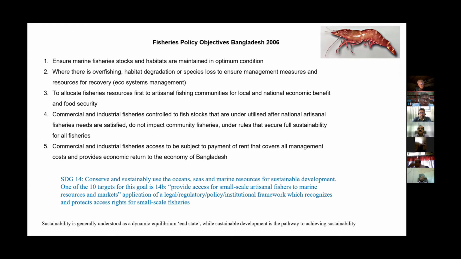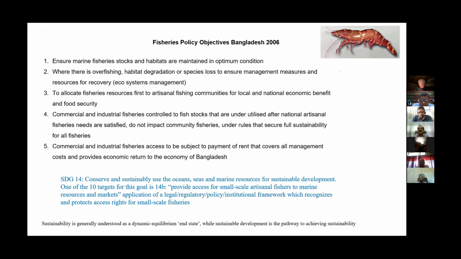Bangladesh 2006 fisheries policy objectives were set out at that time and still apply. And they have some most important conditions: first, to ensure that marine fish stocks and habitats are maintained in optimum condition. Second, where there is overfishing, habitat degradation, or species loss, to ensure management measures and resources for recovery. Thirdly, to allocate fisheries resources first to artisanal fishing communities for local and national economic benefit and food security.